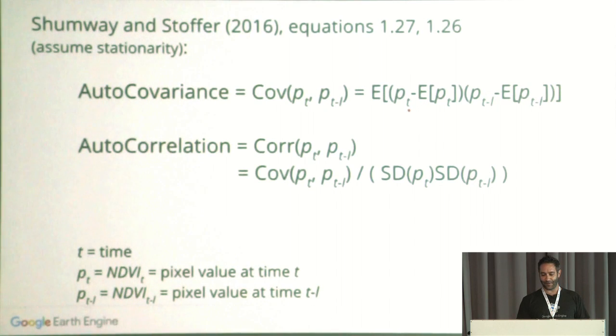But here's how we define covariance. It is the expected value of the product between the pixel value at time t minus its expected value and the pixel value at time t minus L minus its expected value. And the autocorrelation is just the covariance standardized by the standard deviations at these two time points, the pixel value at time t and the pixel value at time t minus L. Questions about this?